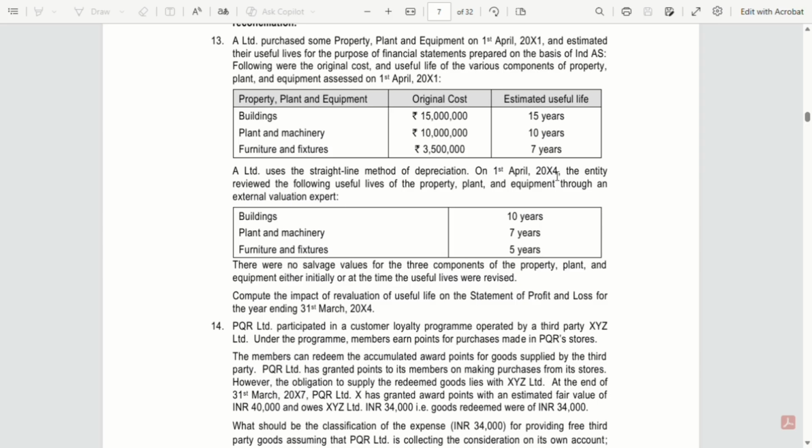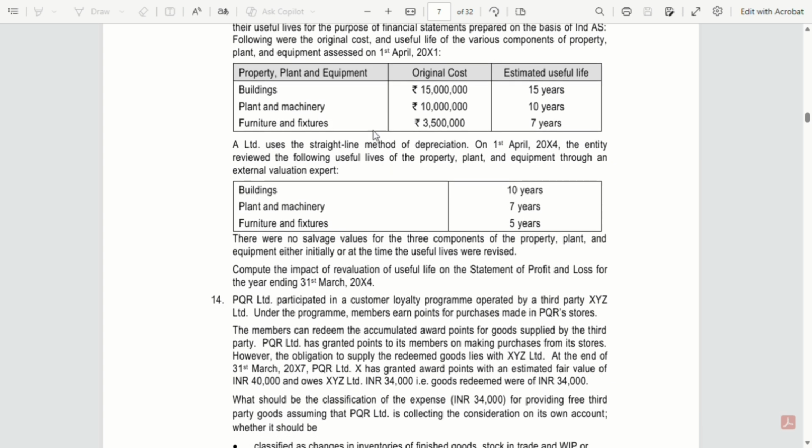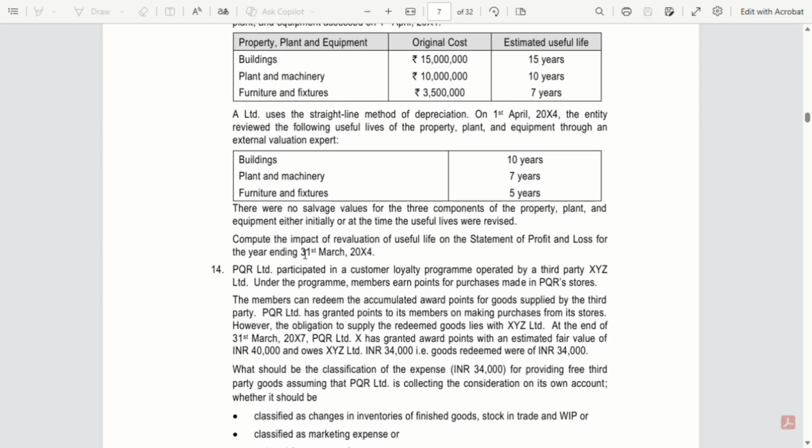So on 1st April the entity revalued the useful life, and the useful life changed to 10 years, 7 years and 5 years respectively. There were no salvage values for the 3 components of the property, plant and equipment, meaning there is no residual value. Compute the impact of revaluation of useful life on the statement of property, plant and equipment for the year ended 31st March 2024.